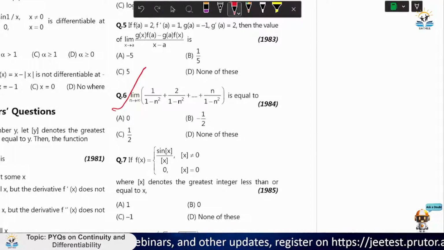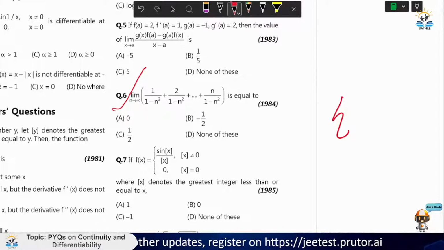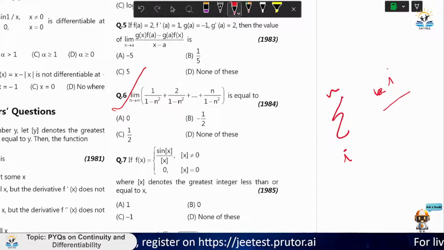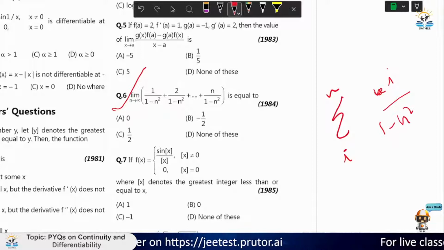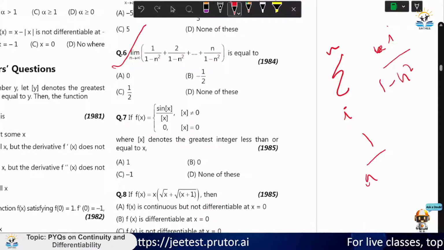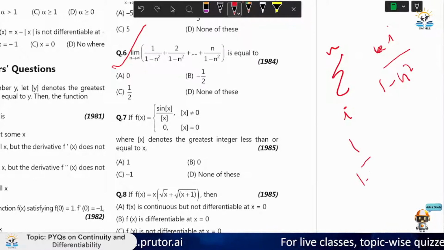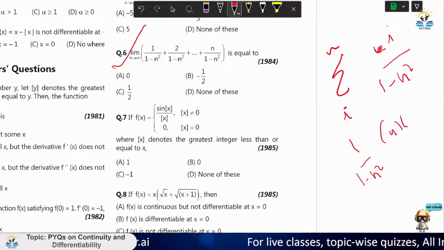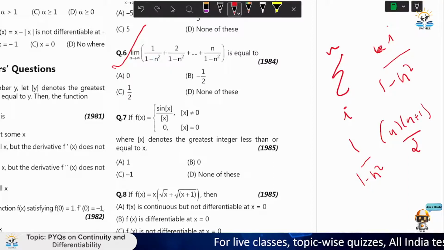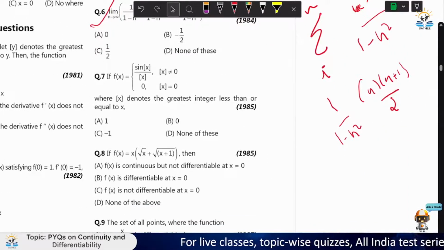So we have the limit as n tends to infinity and we have to calculate it. What we can write here is the summation from i to n of i times (1 minus n square). This came in 1984, guys. It was way too easy. Then n plus 1 by 2, where n is tending to infinity.